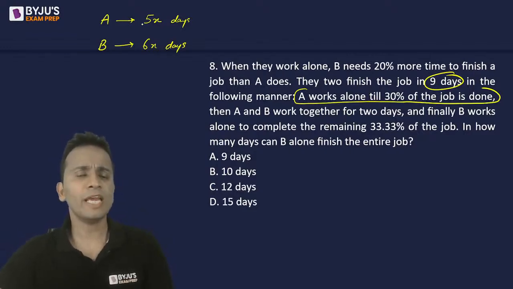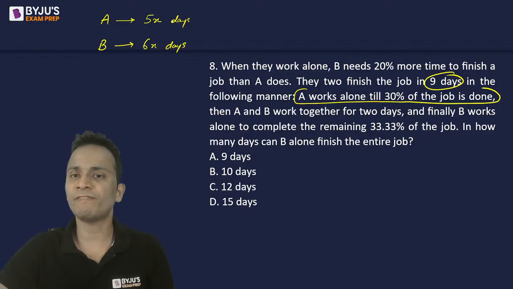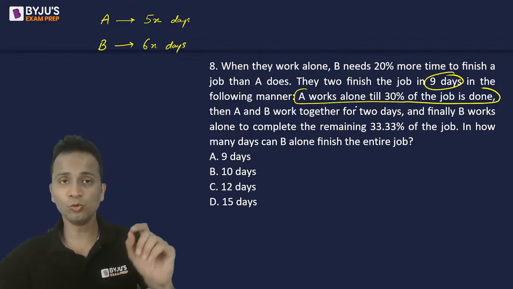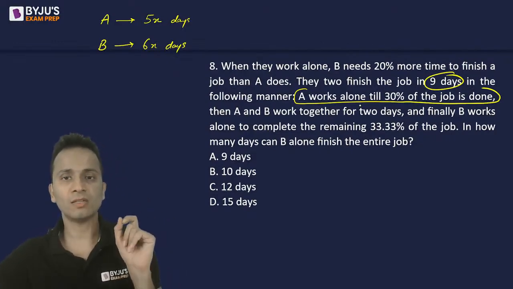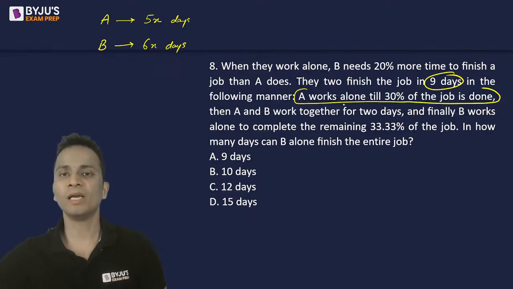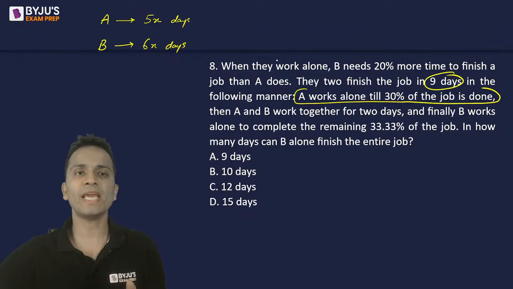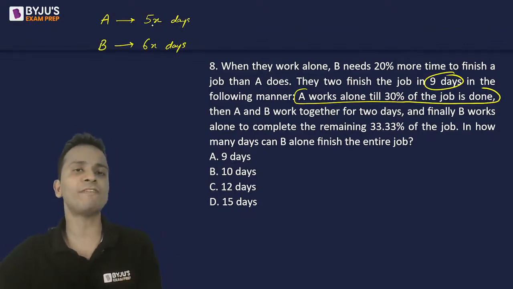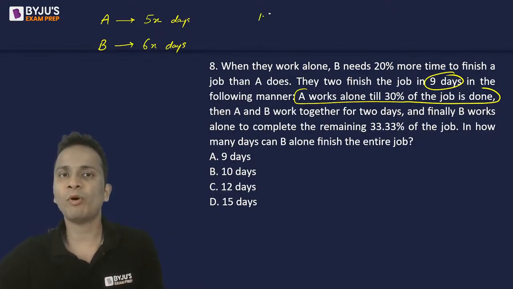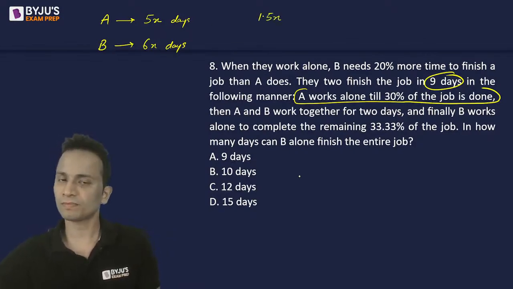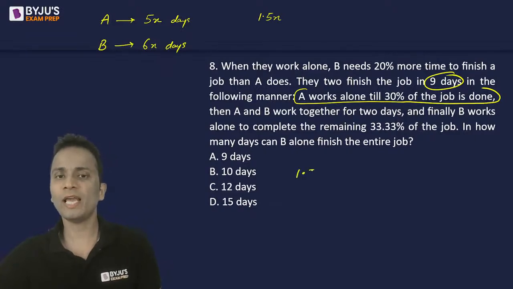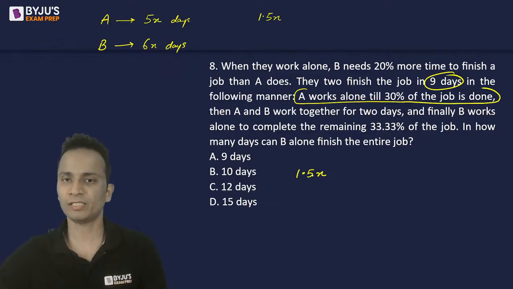Now A finishes the entire work in 5x days. All of you, listen. Have a look at the way I am solving this. A works alone till 30% of the work is done. So A alone can finish the work in 5x days, so A alone will finish 30% of the work in 1.5x days. So first of all, A has worked alone for 1.5x number of days.